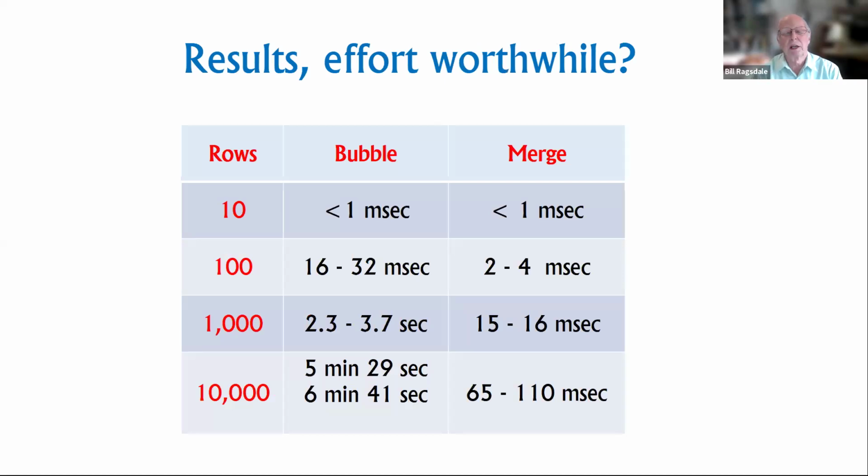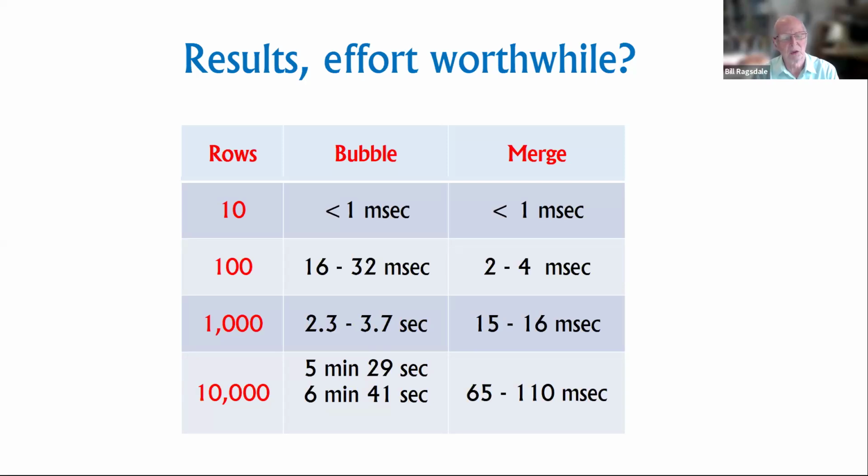Jumping to our conclusion today, here's the result we're going to see. The time for execution for the 10-row version of the bubble sort is the same as the merge sort, less than 1 millisecond, less than I can measure. For 100 rows, the bubble sort takes 20 to 30 milliseconds. And look, the merge sort only takes 2 to 4 milliseconds. It even gets better at 1,000 rows. The bubble sort takes between 2 and 4 seconds. The merge sort is down still in the millisecond range, 15 to 16 milliseconds.